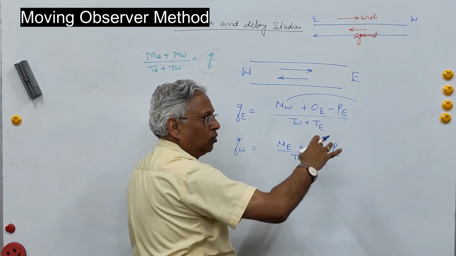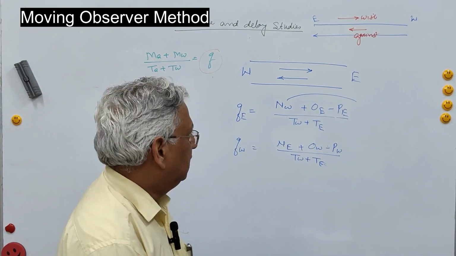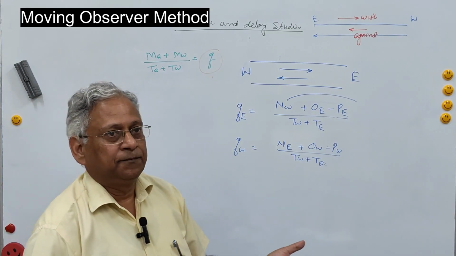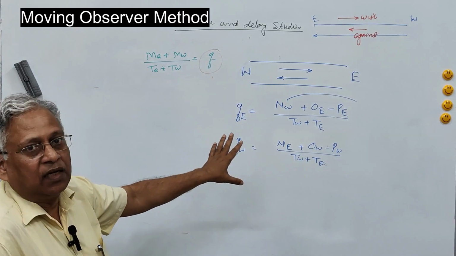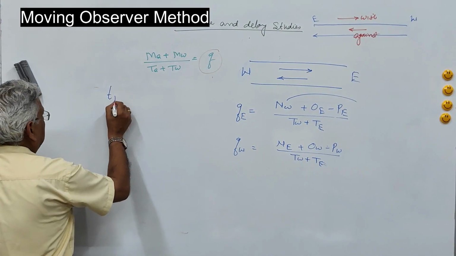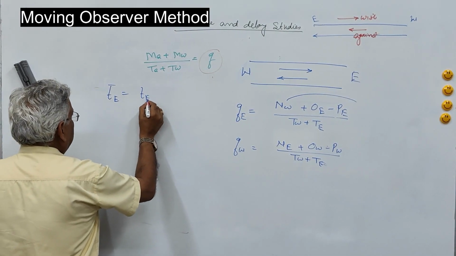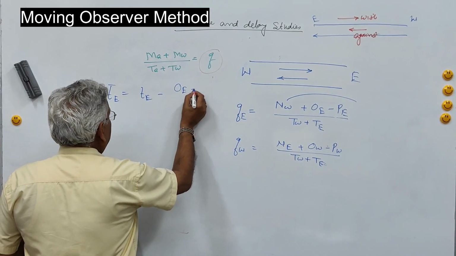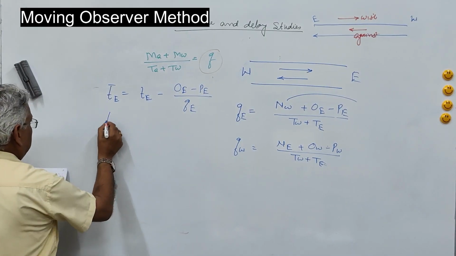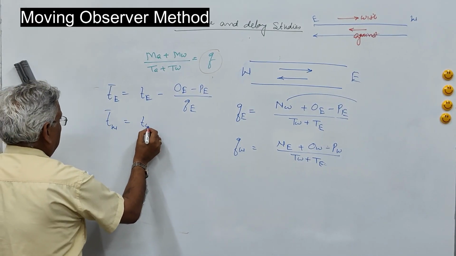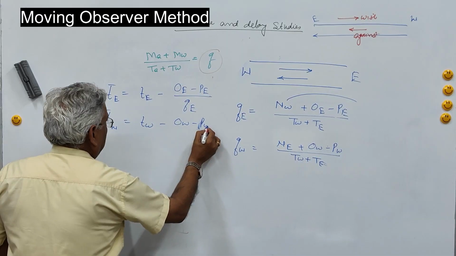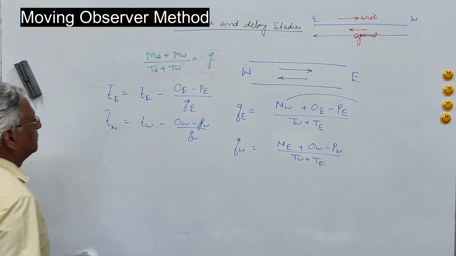Now, this is the number of vehicles which your test vehicle will pass, and these are the number of vehicles which will be passing or overtaking the test vehicle. So, you can find out flow in two directions. And similarly, the equation for T will change to TE minus (OE minus PE) upon QE, and TW will be TW minus (OW minus PW) upon Q in the west direction.